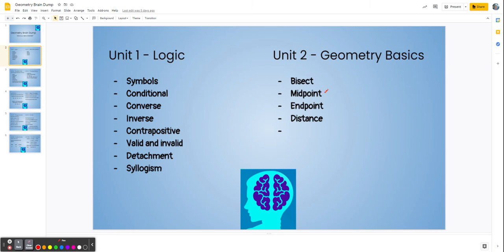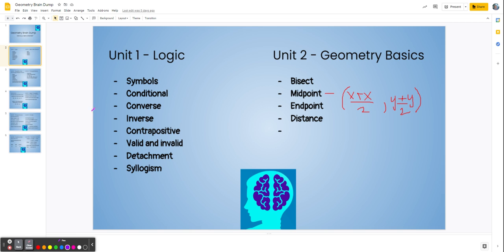How do I find midpoint? What's the midpoint formula? Absolutely. So that's midpoint. Oops, that should be a plus. I would definitely write that down. That is something to memorize. That is not going to be on your formula sheet. X plus X divided by 2 and Y plus Y divided by 2.